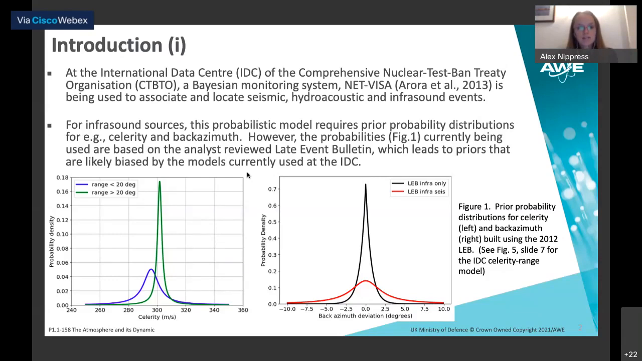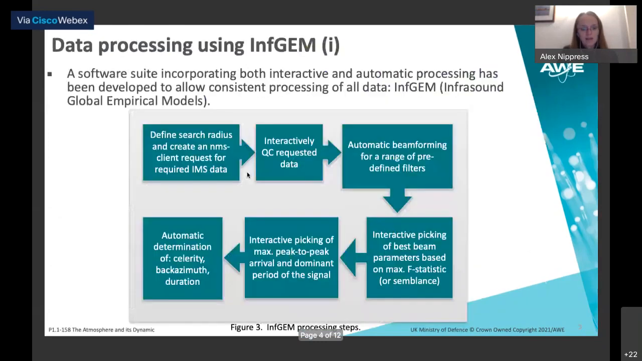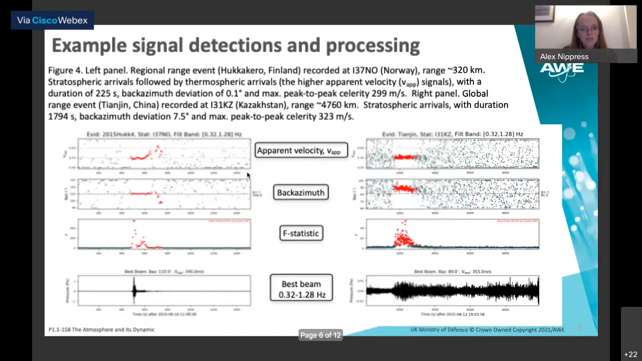And what we want to do is to see if we can help improve these models, because obviously they're biased by the initial models that went in. For example, the celerity range model hasn't been updated now for over 10 years. So we want to look and see if we can make some improvements there. Having looked at the ground truth analysis, if you go to the poster, you can see some examples of the data analysis. We've tried to use a consistent approach. We're always picking maximum peak-to-peak amplitude, and using a fixed frequency band, 0.32 to 1.28 hertz.